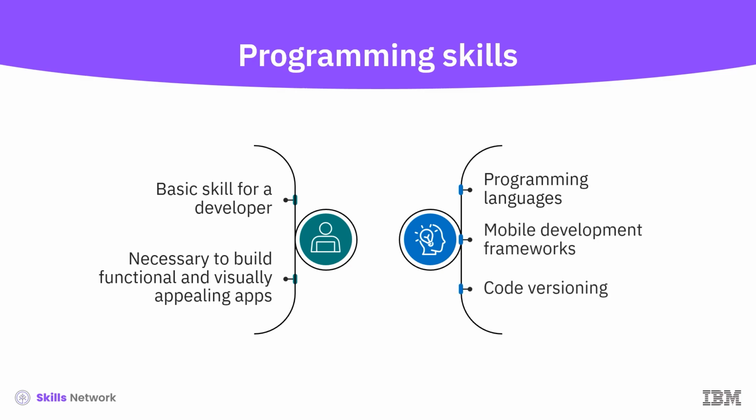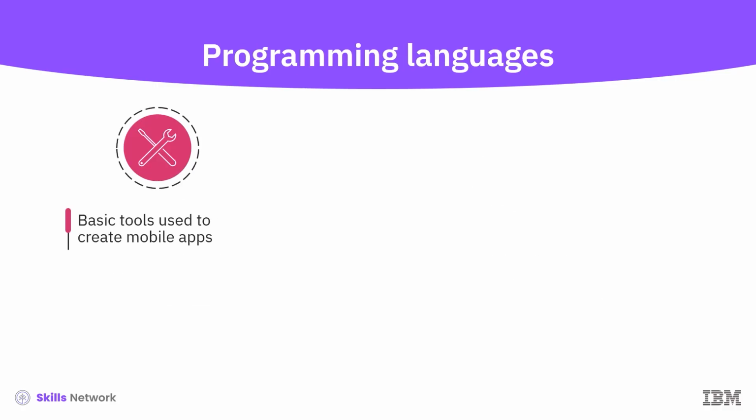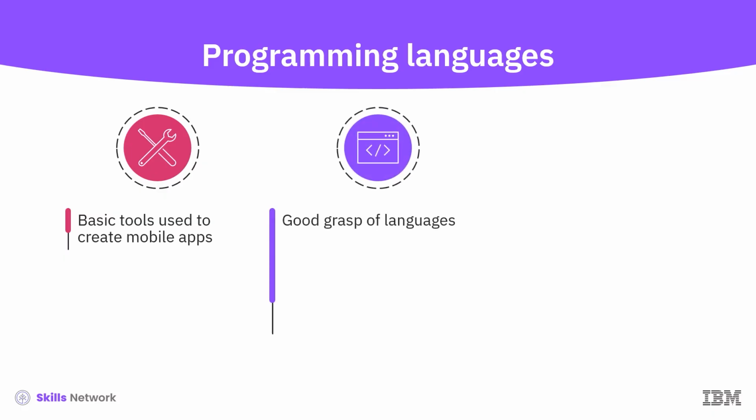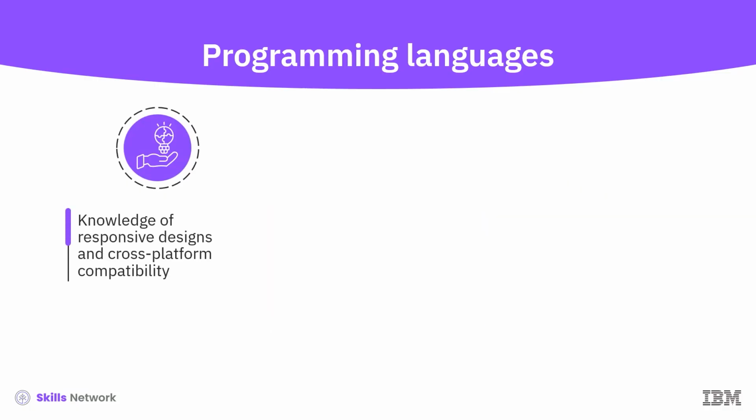Let's delve deeper into each programming skill. Programming languages are the basic tools used to create mobile apps. As a mobile developer, you must have a good grasp of one or more of the languages, like Java, Kotlin for Android, Swift for iOS app development, and JavaScript for cross-platform development. As you learn the languages, ensure you have a good understanding of the programming constructs, like functions, operators, object-oriented programming, inheritance, and so on. Further, gain the required knowledge about responsive designs and cross-platform compatibility.